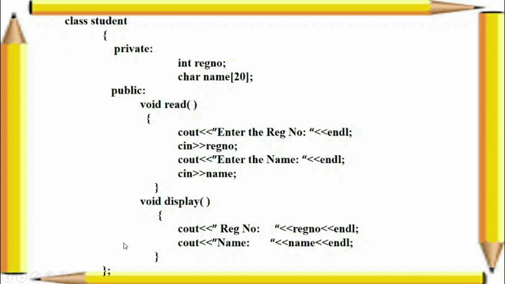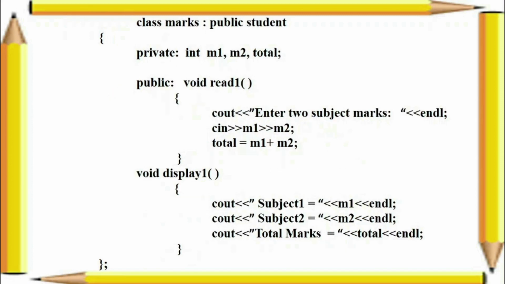Now from this base class we are going to derive a new class using the syntax you see here. The keyword class, and the derived class name is marks, and this is the visibility mode operator. Using this operator we write what type of inheritance, publicly or privately or protectedly, we are going to inherit the data from the student. Here we are going to inherit the data publicly. That means this marks class can access the data publicly from the student class. That is what public inheritance is.